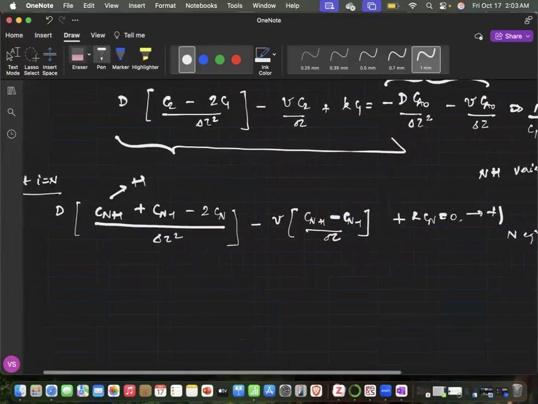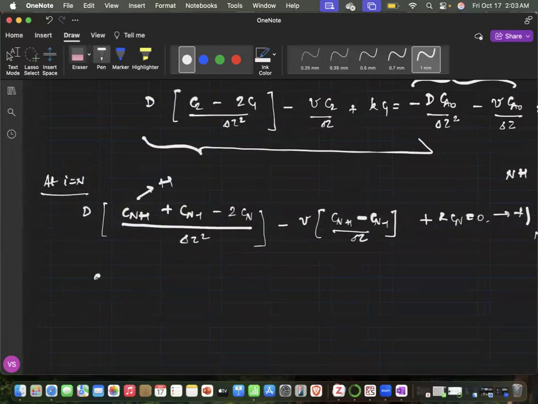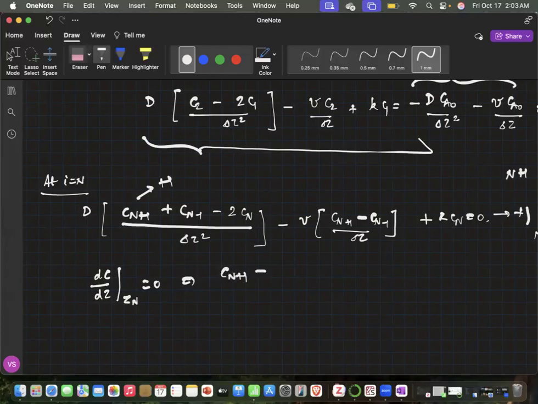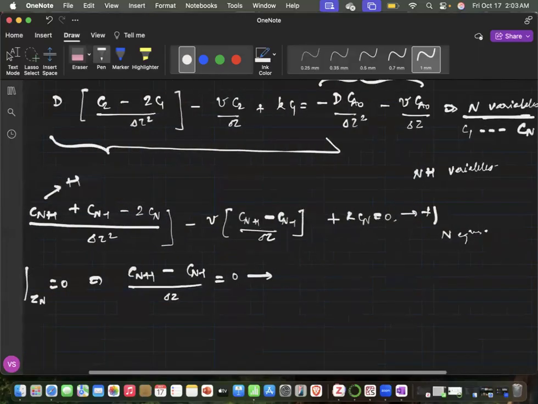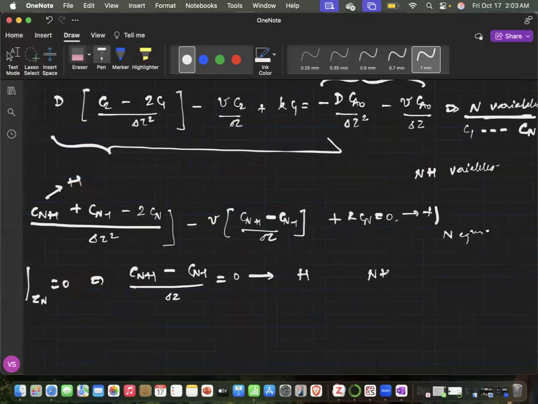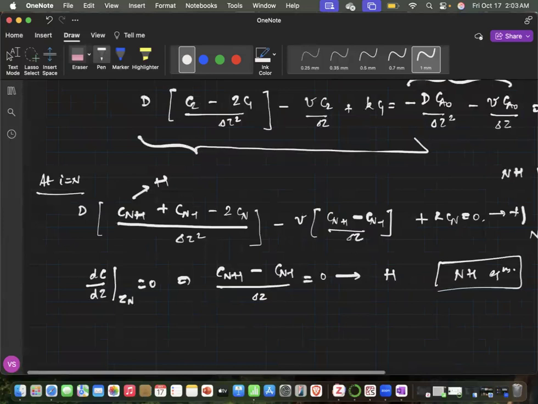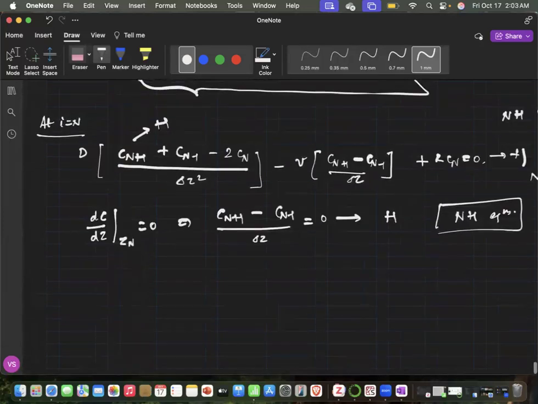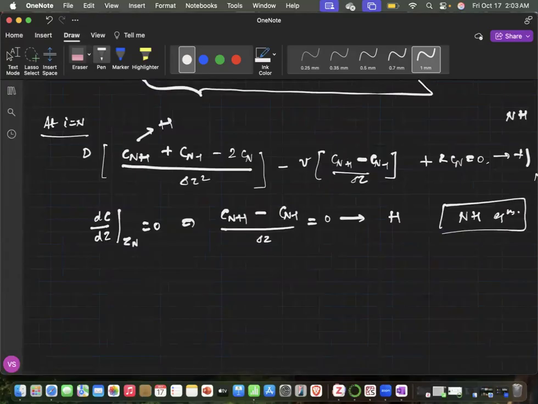And let's add the Neumann boundary condition. So dC by dz at zn is just 0. So that means (C(n+1) minus C(n-1)) by delta z is equal to 0. That's the additional equation, right? So that is another equation. So now you have n plus 1 equations. So you have n plus 1 variables and n plus 1 equations, right? So now it is just very easy to solve this kind of a problem.